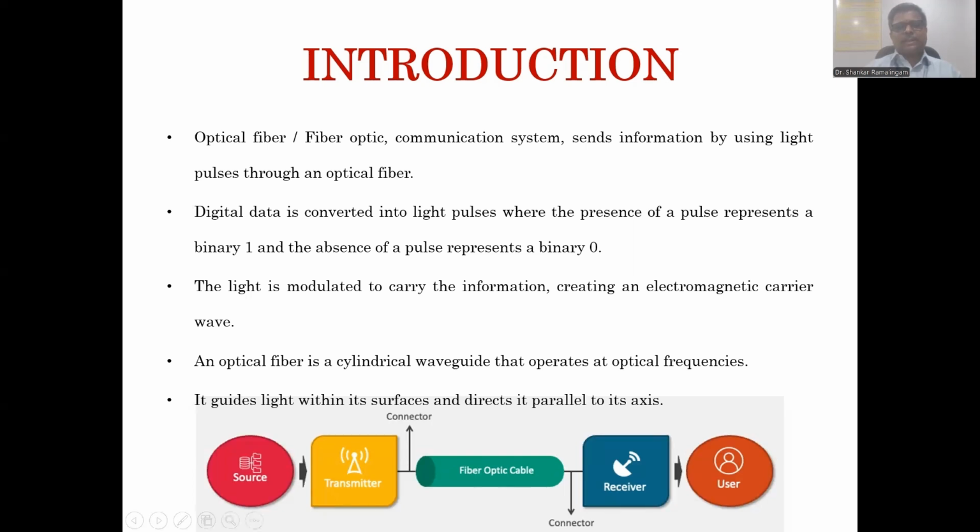Parallel to its axis. That is here, parallel to its axis, it will have the light inside our optical fiber cable.